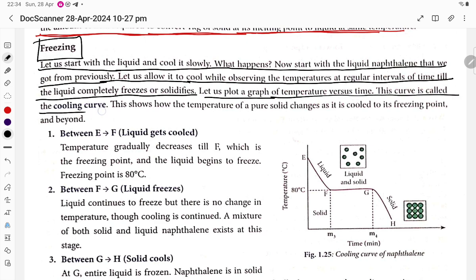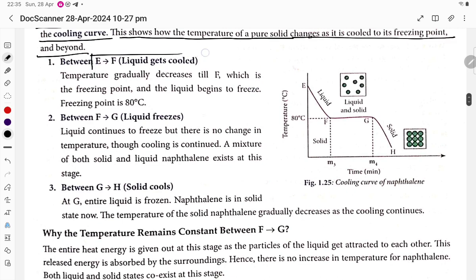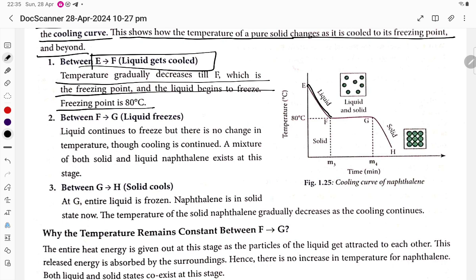This curve is called the cooling curve. It shows how the temperature of the pure substance changes as it cools to its freezing point and beyond. So E to F, the liquid cools. Volume decreases. Temperature gradually decreases till F, which is the freezing point, and the liquid begins to freeze. Freezing point is 80 degrees.